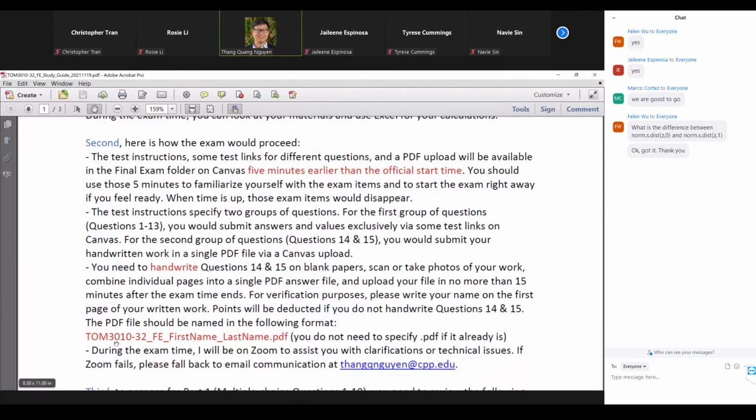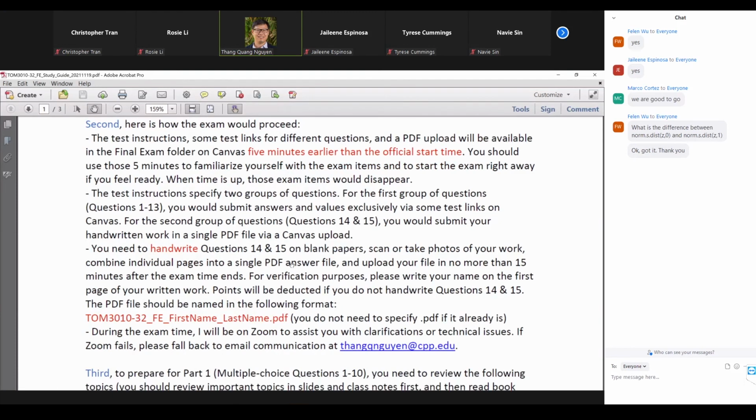file. The file name would be our class code right here, FE for the final exam, your first name, your last name, right? Please write your first name on the first page so that I know right away who that is.